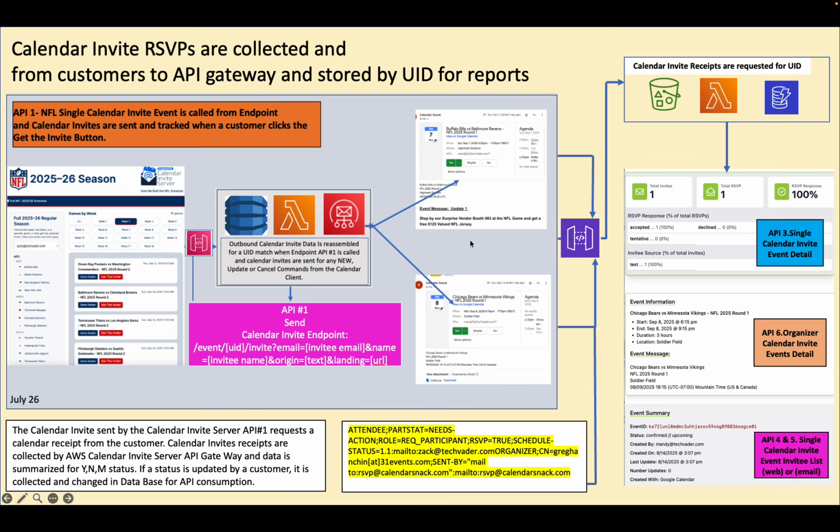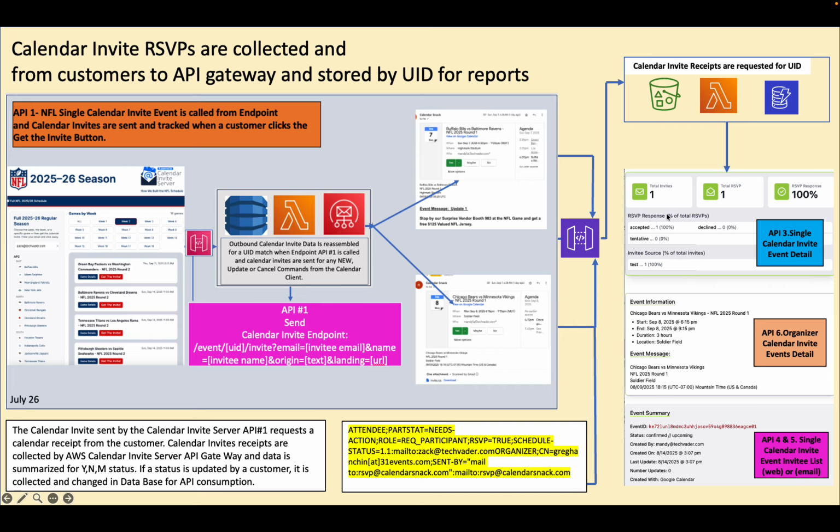And that detailed manner is anytime the calendar invites are sent out, we're requesting a receipt. These calendar invite receipts for yes, no, maybe are set by an action and a role, and we ask the customer downstream to participate. And when they participate in yes, no, maybe, which pops up the calendar invite itself, that data is collected in the API gateway and it's reported on here in our reporting engine.